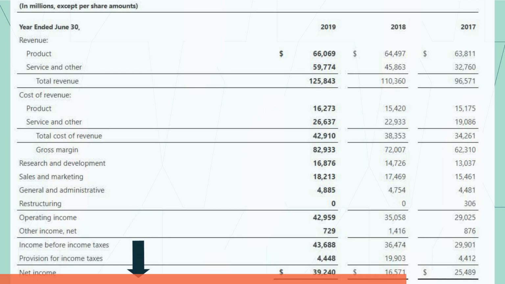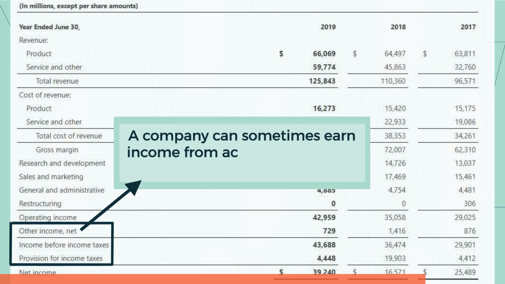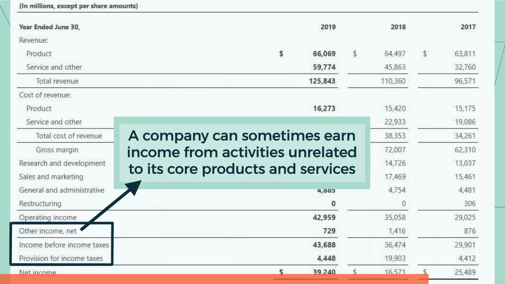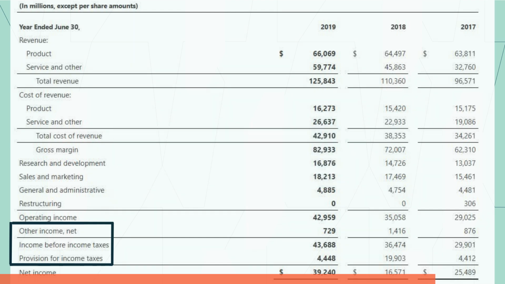Moving on down the statement, you will see a few more lines like other income net, income before income taxes, provision for income taxes. Wait a second, why is there a line labeled other income? Interesting, right? This indicates that a company can sometimes earn income from activities unrelated to its core products and services, such as external investments or other non-operational sources. However, every source of income must be accurately recorded and clearly presented in the income statement. Moving on, these lines can differ from one income statement to another and from one company to another, depending on the nature of the business and its operations.